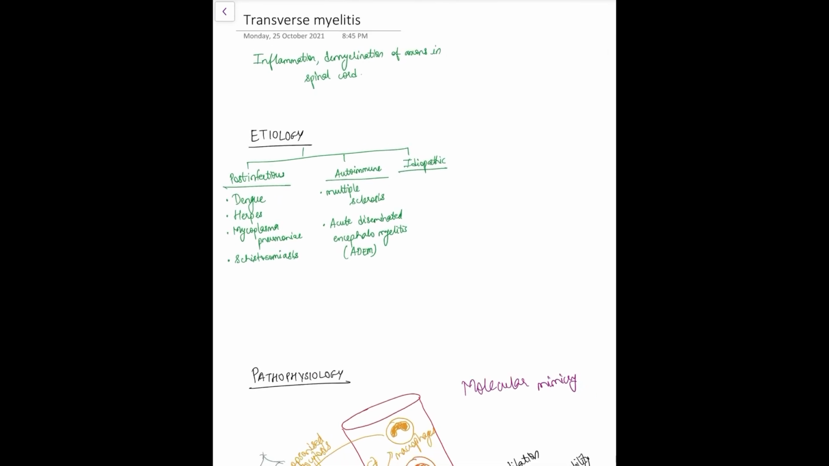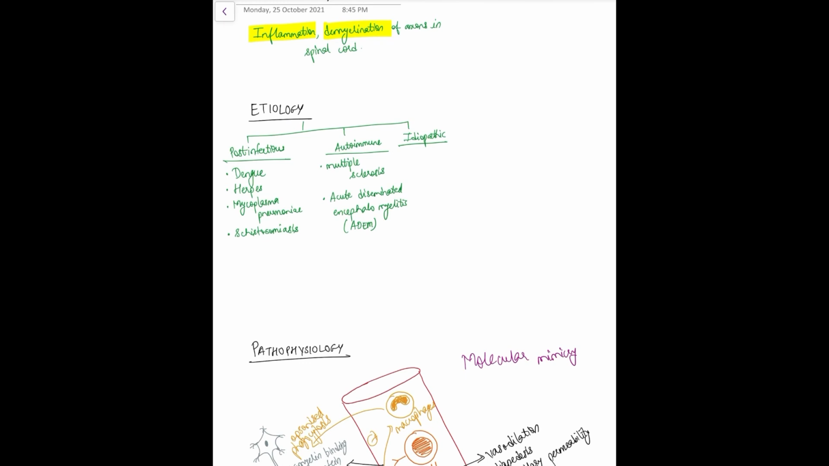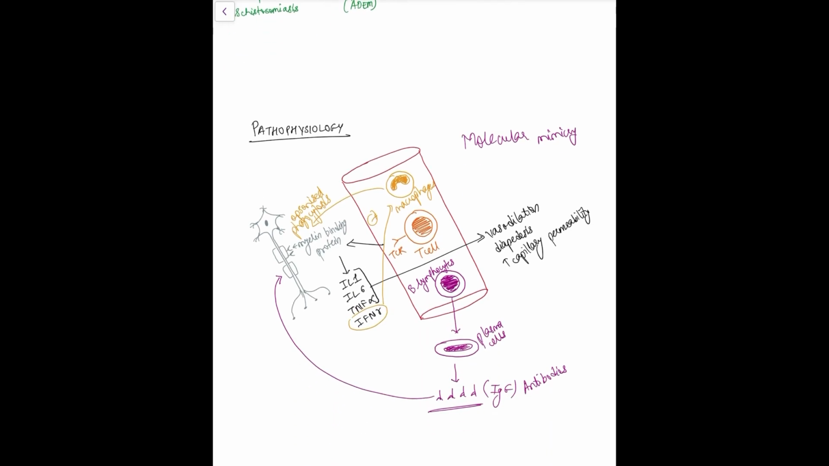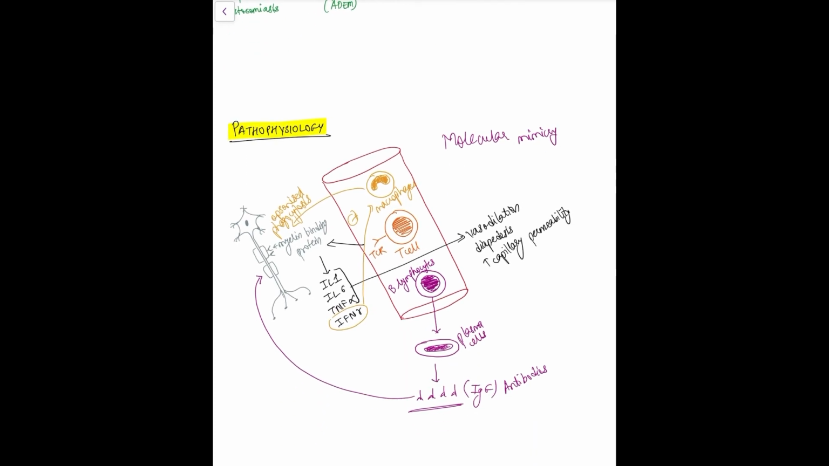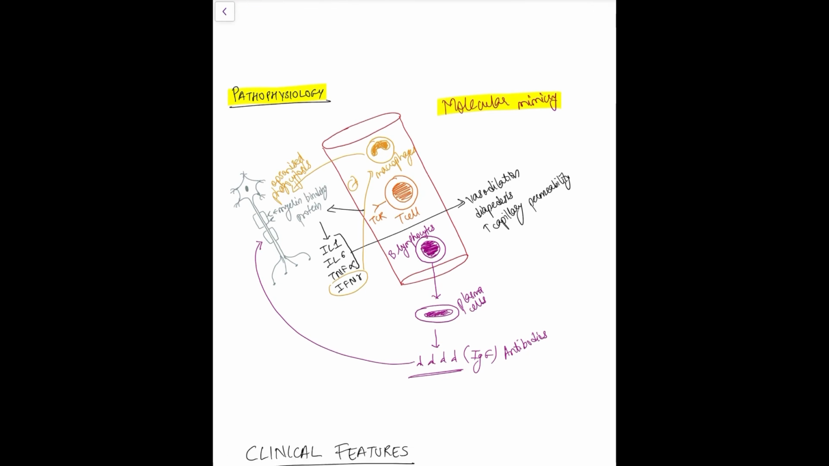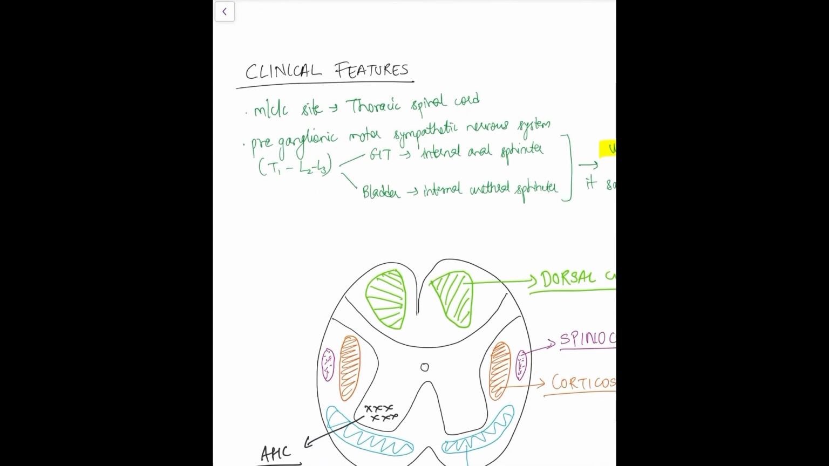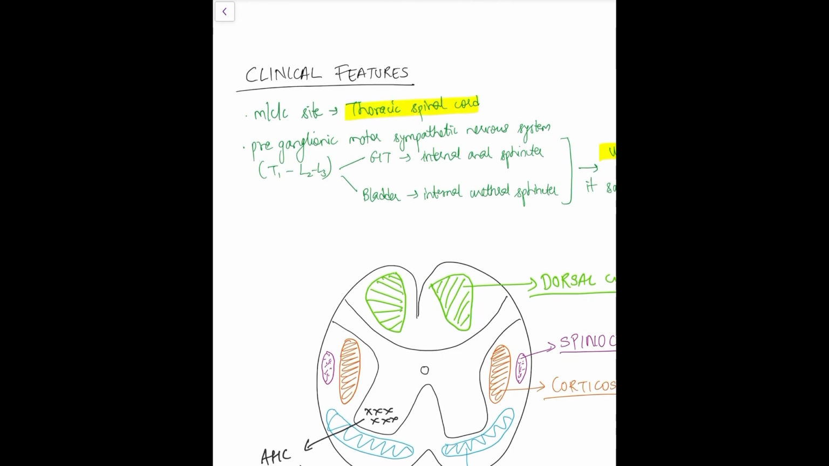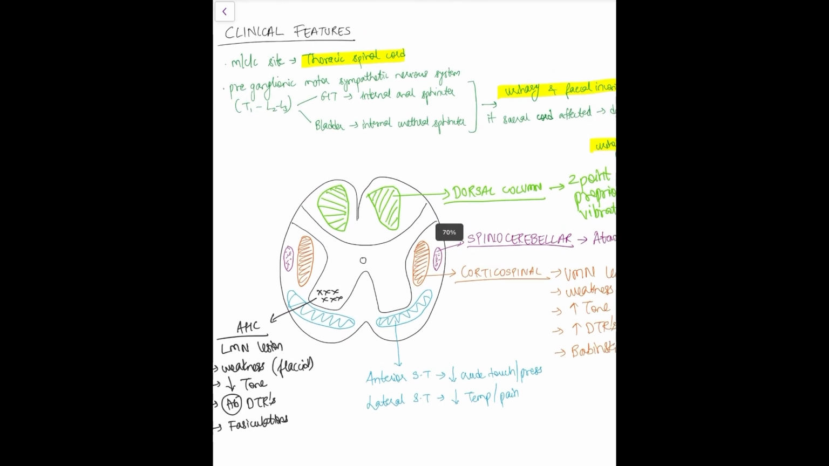So, transverse myelitis is the inflammation and demyelination of the axons in the spinal cord because of post-infectious reasons, or associated with other autoimmune diseases, or idiopathic. The pathophysiology is not clearly understood, but it's assumed to be because of molecular mimicry. The most common site to be involved is the thoracic spinal cord. The other sites can also be involved, but they are much less common.